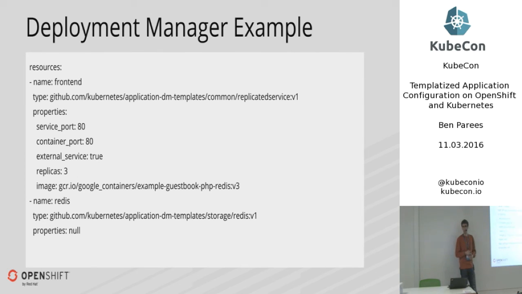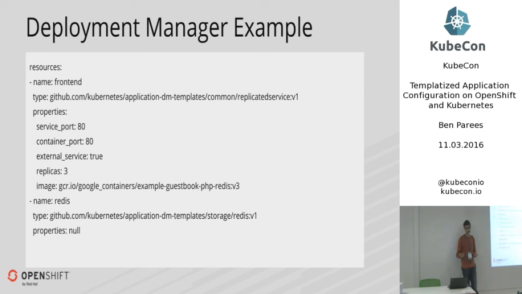All right, so what does a Deployment Manager definition look like? Well, at the top level, we're defining our basic resources. So we've got a front end, which is defined as type replicated service, and this is where we start to see the embedding. We don't care what a replicated service is, but we say we want a replicated service and some properties that we're going to pass to that replicated service.